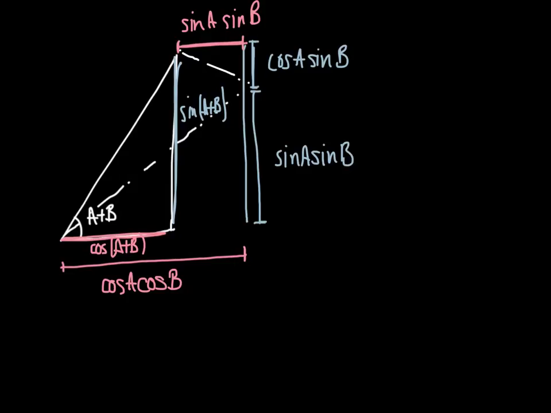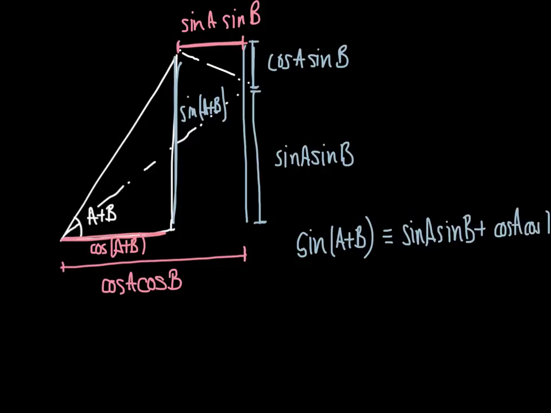So sine A plus B is equal in length, equivalent, and we haven't chosen our angle, so it can be any size, in fact, so it will work, to sine A sine B plus cos A cos B. So we're stacking these two together so we can add them. And this line is equivalent to that line.